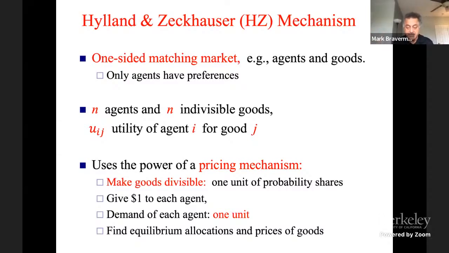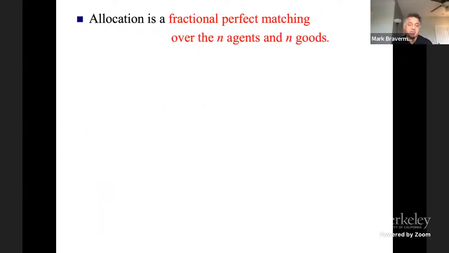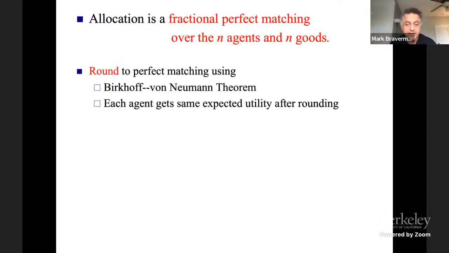So definitely prices of goods will emerge through demand and supply considerations, and people will receive different probability shares of different goods, depending on the prices of the goods, and everybody has exactly $1 to spend. And this equilibrium allocation will actually be a fractional perfect matching over the n agents and n goods, or the complete bipartite graph over n agents and n goods. But remember, I had said that in the original problem the goods are indivisible. So the way you round this fractional perfect matching to an integral perfect matching is to use the Birkhoff-von Neumann theorem, and that ensures that the expected utility that each agent got from their fractional allocation is the same as what they got after rounding.